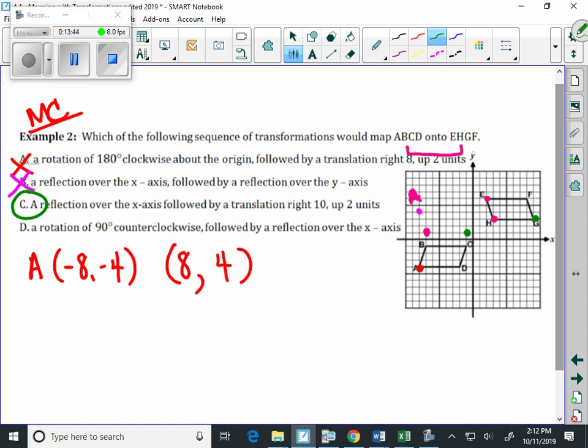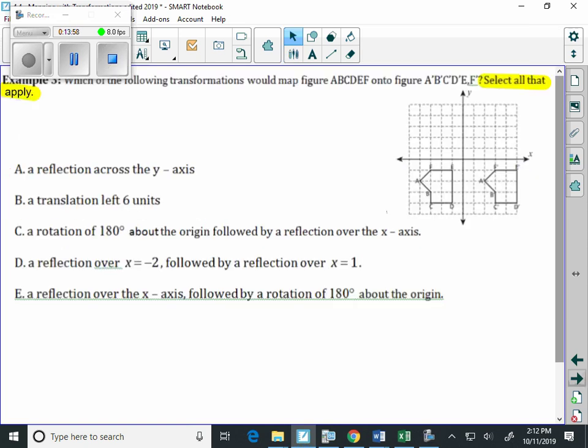The problem with these problems is they take a little bit of time. If you're really going to get them right, they take a little bit of time. And as we turn this over, it's going to take even more time. Which of the following transformations would map figure A, B, C, D, E, F onto figure A prime, B prime, C prime, D prime, E prime, F prime? Select all that apply. We need to work out all of them.